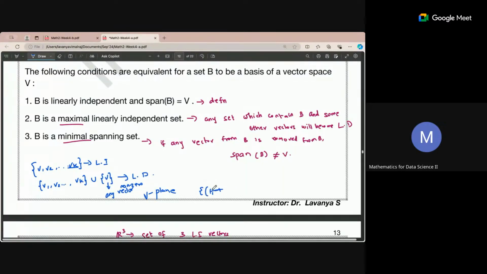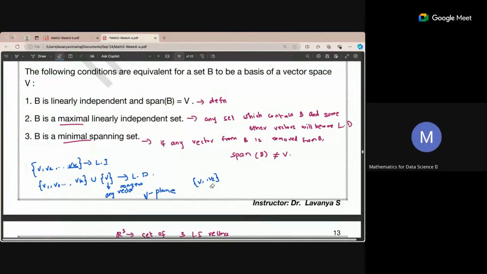Take some linearly independent vectors, let's say V1 and V2. Now you know that for a plane, this is a maximal linearly independent set, right? For a plane, there cannot be more than two vectors which are linearly independent. So in that case, this will form a basis, correct? If you know that a set is maximal linearly independent, then that is the basis. That is what they are saying.